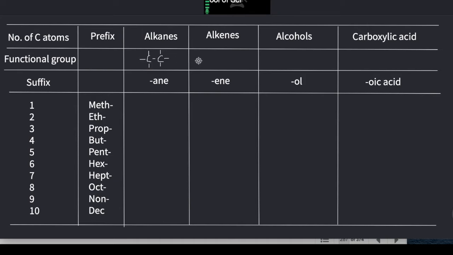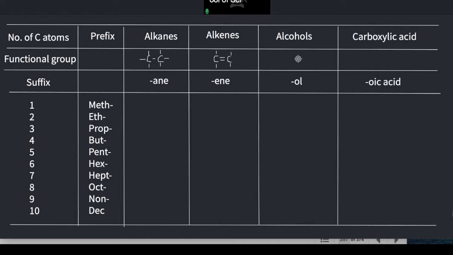Now, ethene belongs to the alkene family. Ethene is two carbons, which means ethene has a carbon-carbon double bond. Each of the carbons has 4 covalent bonds. So for this carbon it is 1, 2, 3, 4. For this one, 1, 2, 3, 4. Okay, so that's the functional group for alkene.